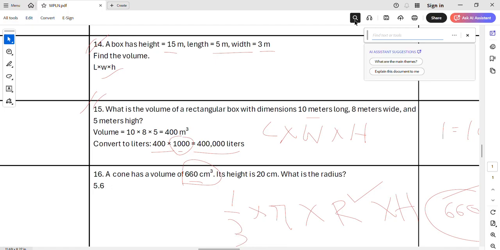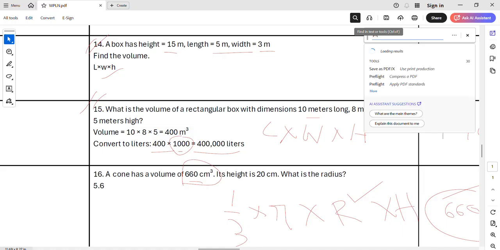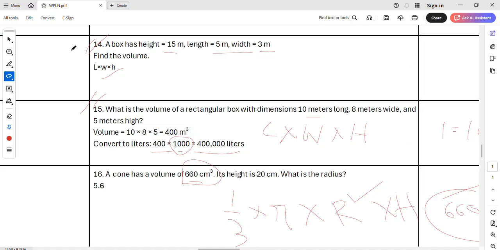Discussion with question 14. Okay, question 14: a box has height 15 meter, length 5 meter, width 3 meter. Find the volume. So volume is length, width and height multiplication.